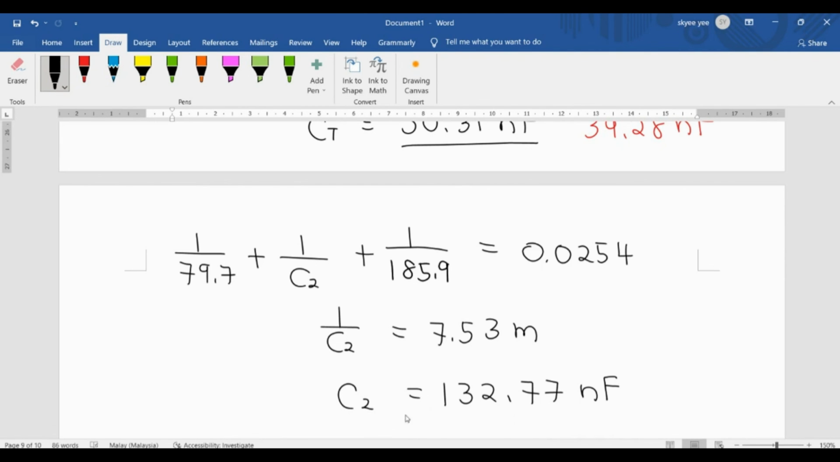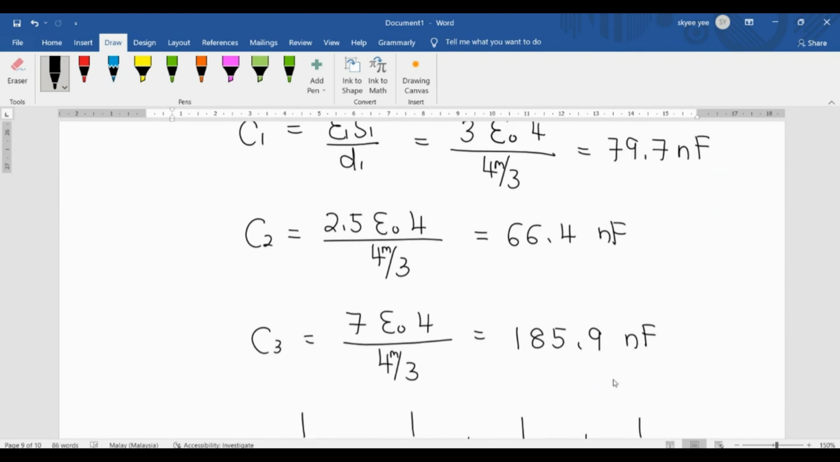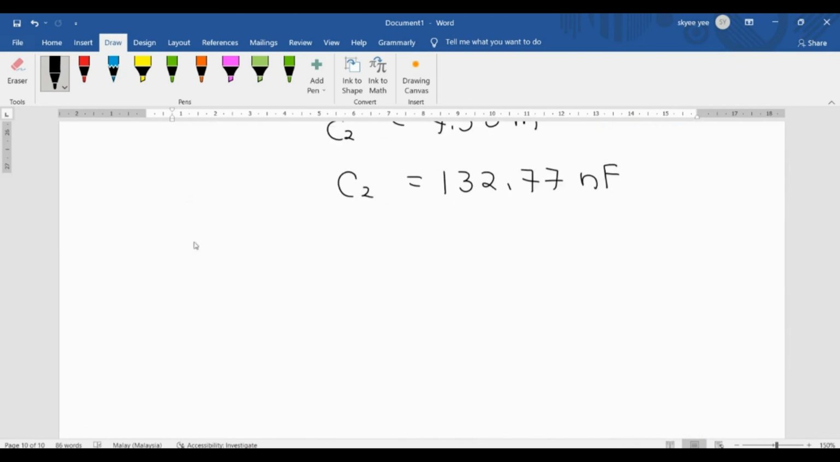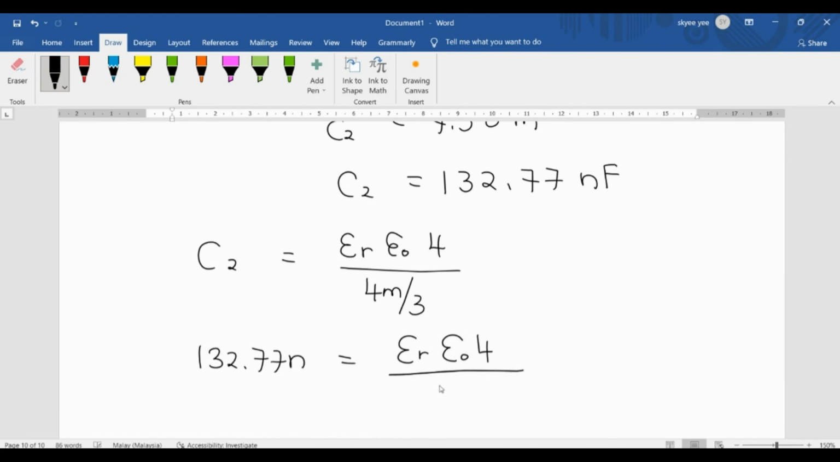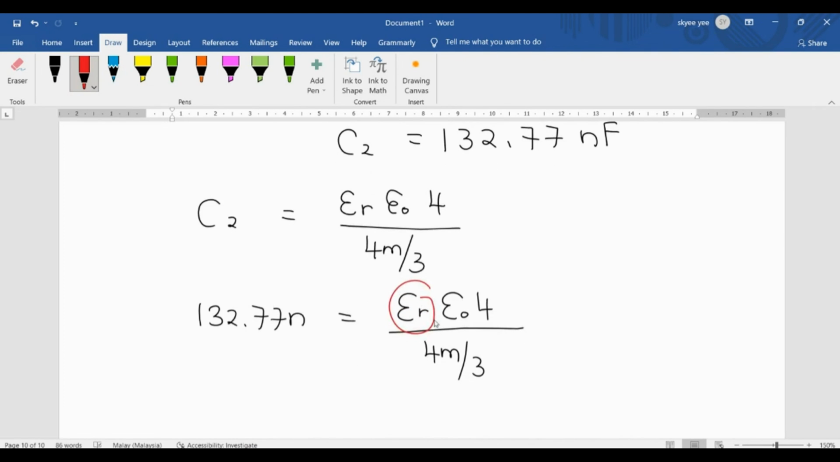So what can cause C2 to be this value? You have to reverse back. C2 is equal to epsilon r epsilon naught times the surface area, which is 4, over the distance, 4 millimeter over 3. Now your C2 is 132.77 nano. This is something you don't know, and you know epsilon naught, so you can find it back. You can press the calculator. Here you have to include a nano.